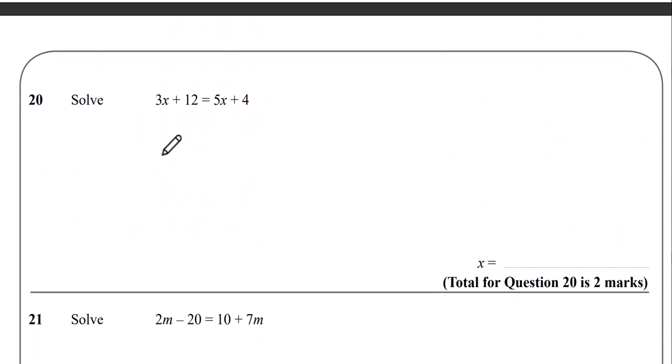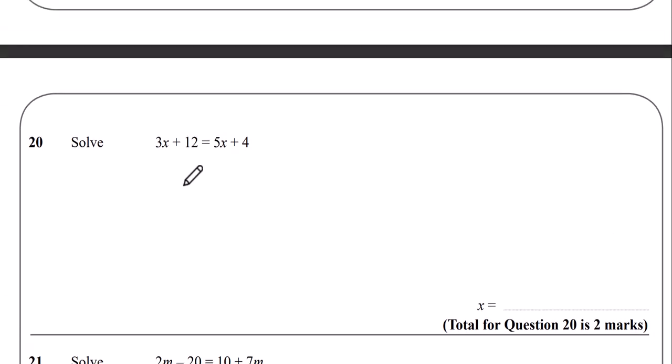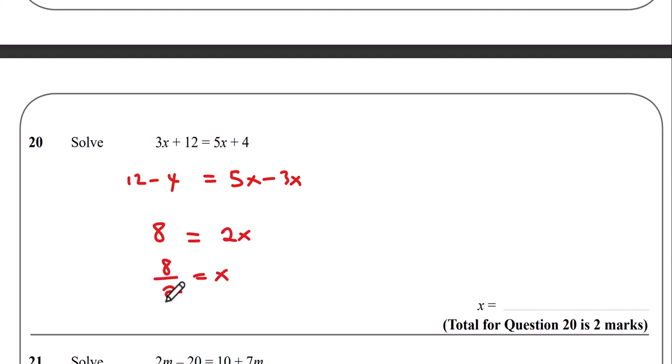Again, this is the question of x's on both sides. So if you ask me what to do, I think I'm going to subtract 3x on both sides. So that's 5x minus 3x, and here's a plus. I'm going to subtract 4 on both sides. That's 12 minus 4, so that's reduced to 8 equals 2x. So x is definitely going to be 8 divided by 2, and x is going to be 4.